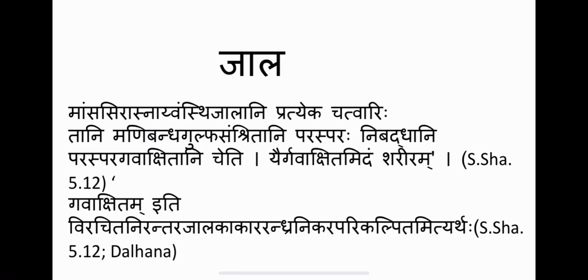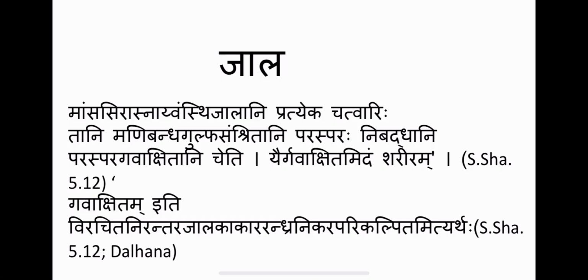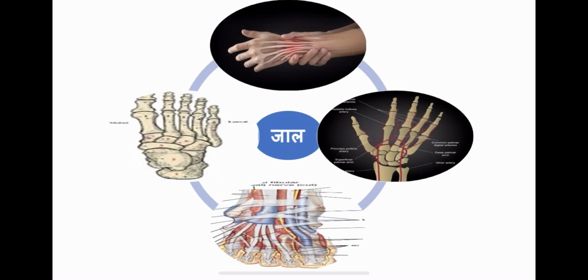The next terminology we study is the Jala. The word itself is self-explanatory. Jala means net or network-like structure. And there are 16 Jalas in our body, 4 each of Mamsa, Sira, Snayu and Asti. That is, these 4 are the main divisions of the Jala. Each of these Jalas are further 4 in number. So that is 4 types of Mamsa Jala, 4 types of Sira Jala, 4 Snayu Jala and 4 Asti Jala.